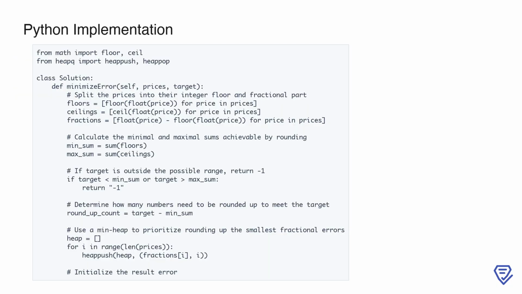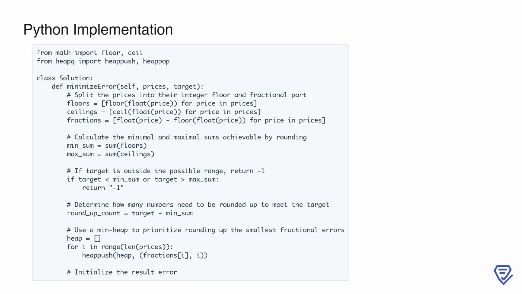Here, we start by importing the necessary modules, floor and ceil from the math library, as well as heappush and heappop from the heapq library, which we'll use for managing a min heap. Inside the minimize error function, we first compute three lists: floors, ceilings, and fractions. The floors list contains the integer part of each price, while the ceilings list contains the next highest integer. The fractions list stores the difference between the original price and its integer floor value, essentially capturing the decimal portion of each price.